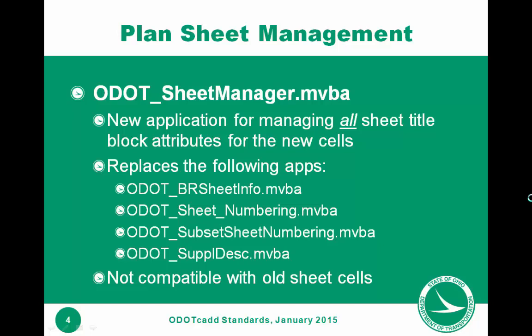Now, the Sheet Manager is a new application, and as I stated before, it's used to manage all of the sheet title block attributes for the new cells. This replaces 4 different applications. So if you've used the BR Sheet Info, ODOT Sheet Numbering, Subset Sheet Numbering, or Supplemental Description apps in the past, these are no longer supported for the ODOTcadd Standards and are now replaced.